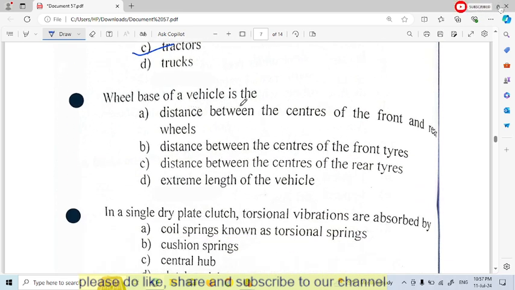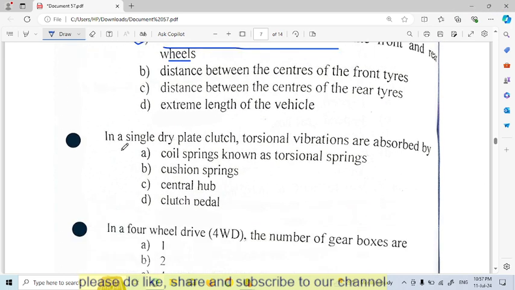The wheelbase of a vehicle is the distance between the center of the front and rear wheel. This is also an important question. You have to remember the logic behind this. Okay, in a single drive plate clutch, torsional vibrations are absorbed by a coil spring known as a torsion spring. This is also an important question.